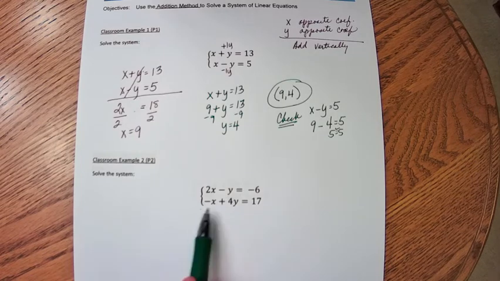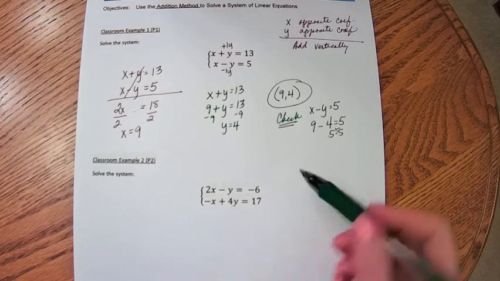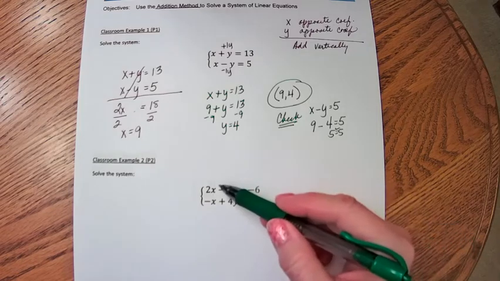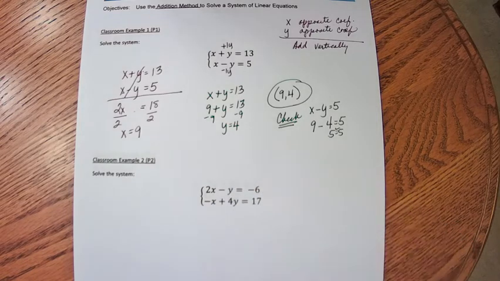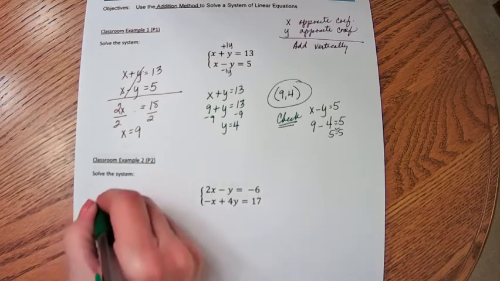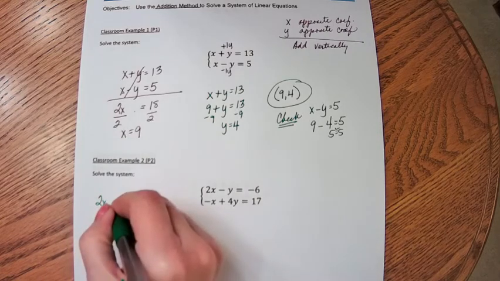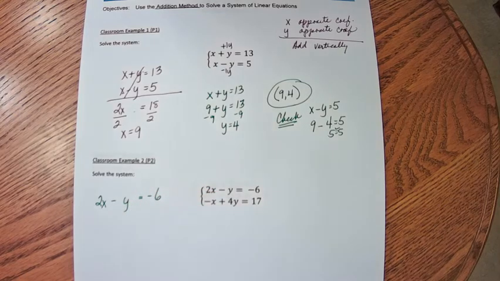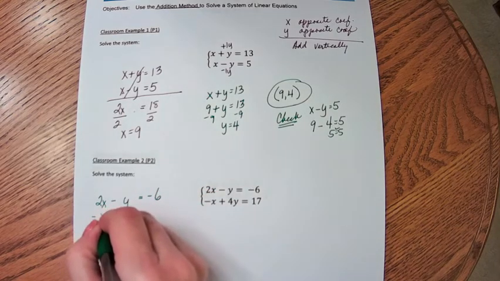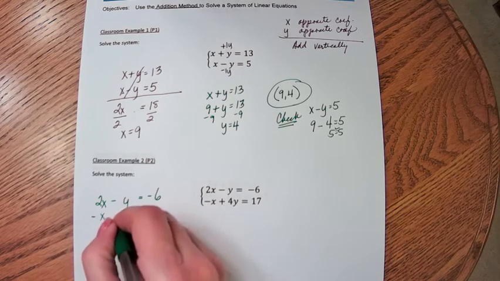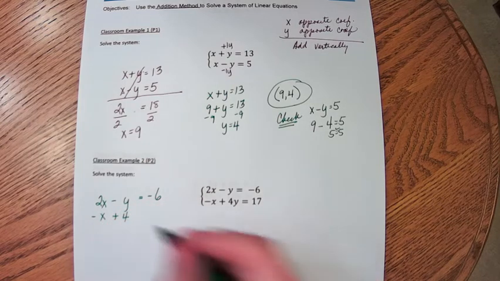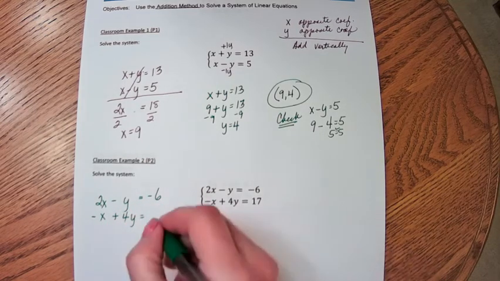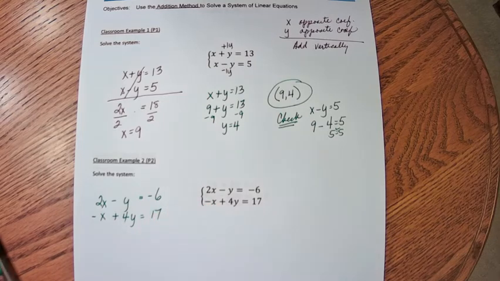Now, looking at this system, for example 2, 2x minus y equals 6 and negative x plus 4y equals 17, neither the x's nor the y's are the opposites of each other. But remember, one of our rules for equations is as long as you do the same operation to both sides of the equal sign, you've got an equivalent equation.